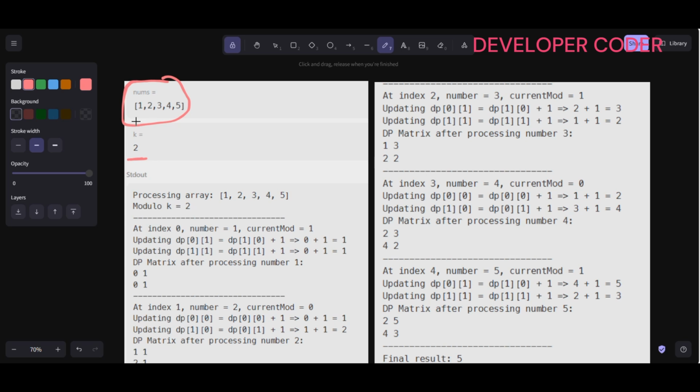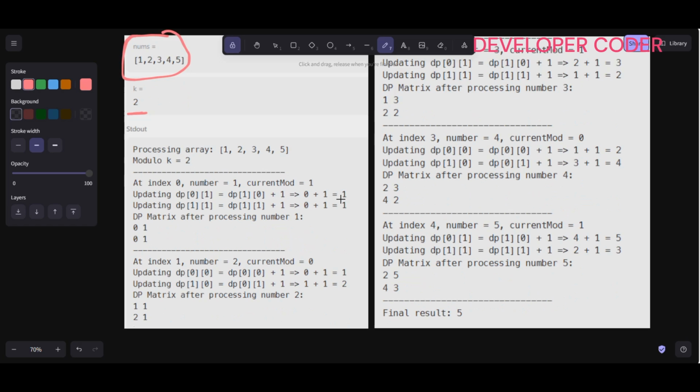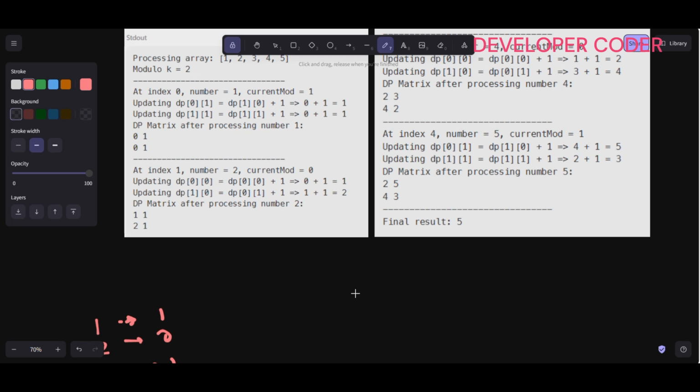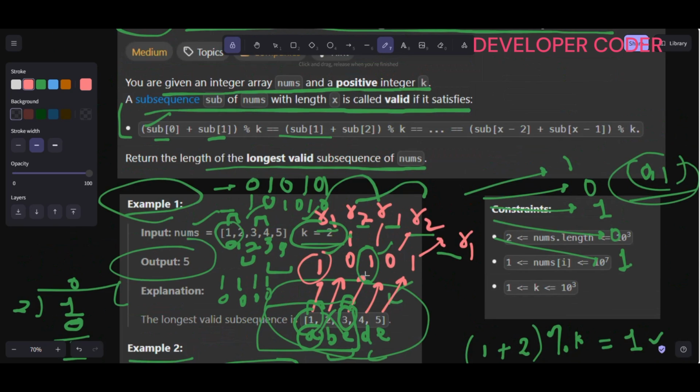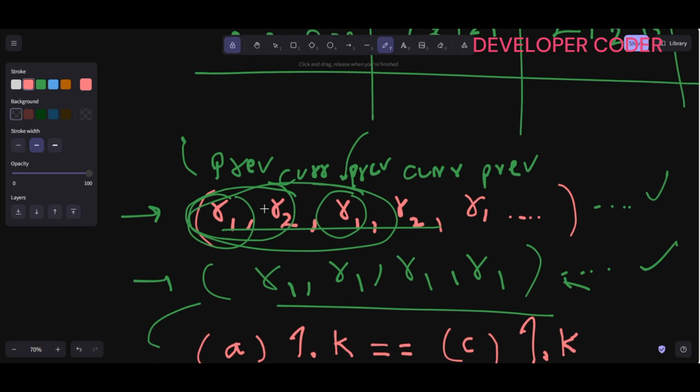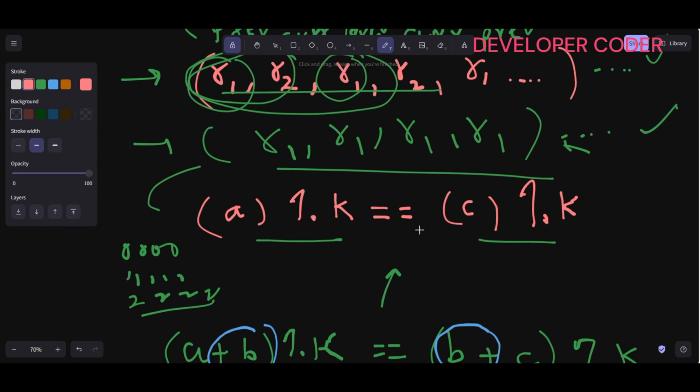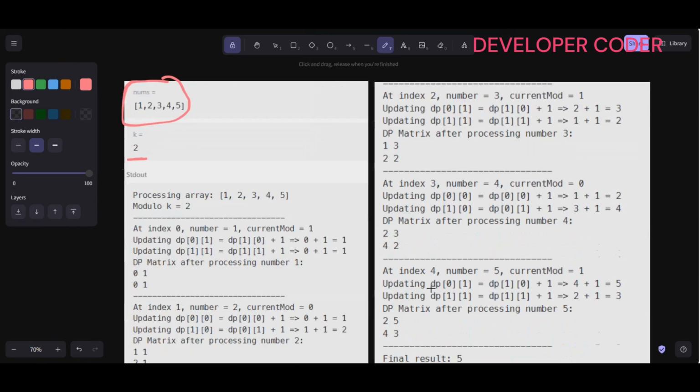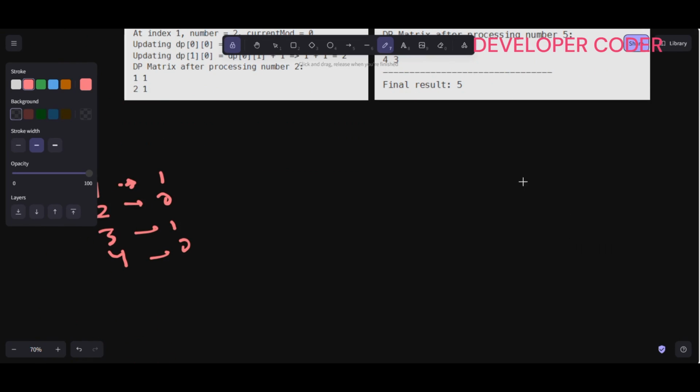If I divide 1, 2, 3, 4, 5, we can get only values from 0 to k minus 1. If you see this pattern, it is R1 R2 R1 R2, or everything is the same. For k equal to 2, we may have 0 1 0 1, or 1 0 1 0, or 0 0 0 0, or 1 1 1 1. So I can simply create one DP.